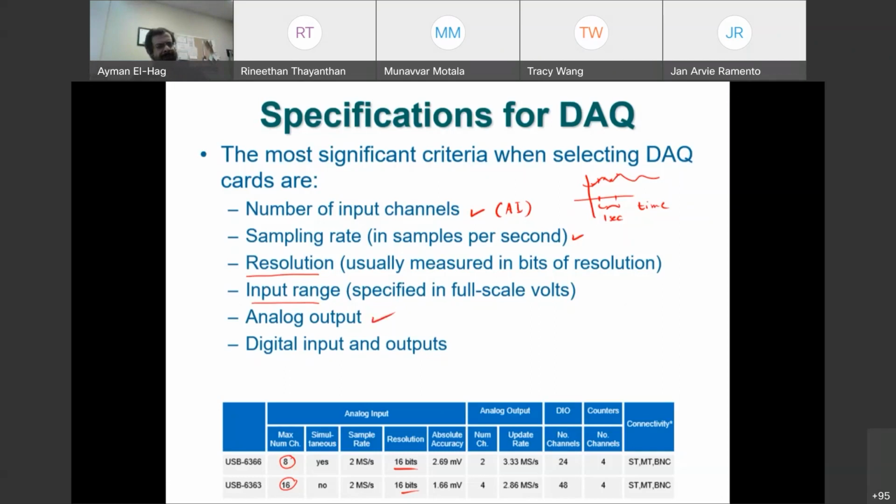Analog output is not very commonly used by people who work on measurement. We usually use it if I want to send a signal from the card to the outside world. Same thing with digital input and digital outputs. With the analog output, I can send a signal with a certain magnitude, 2 volt, 3 volt, 4 volt. It depends on the range of the voltage that I want.